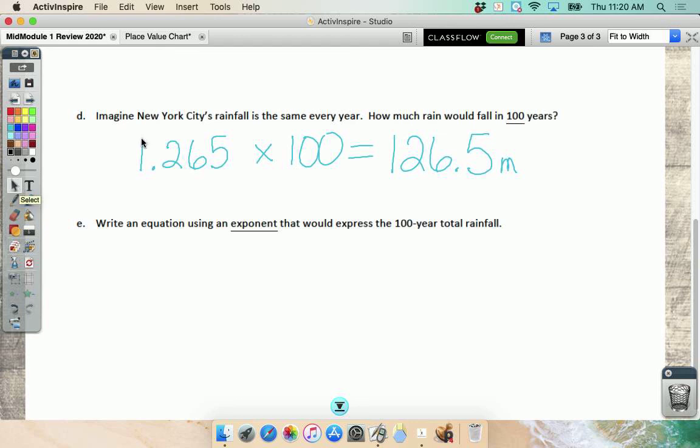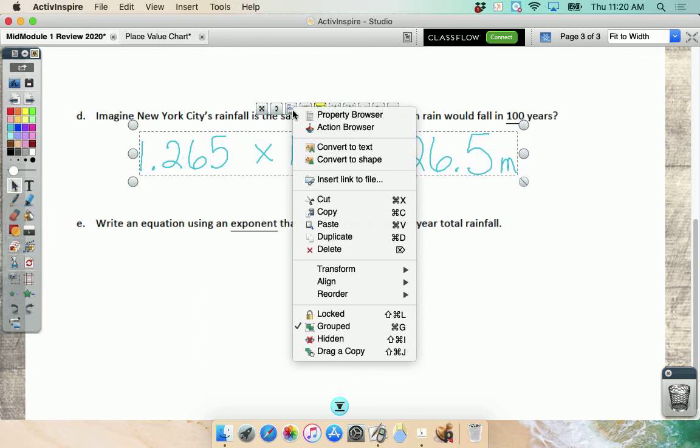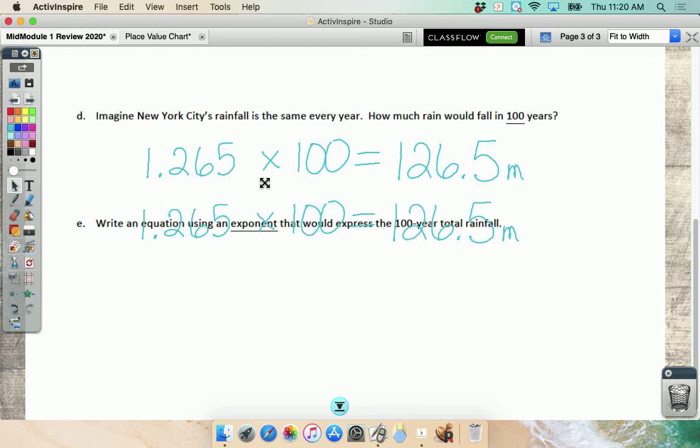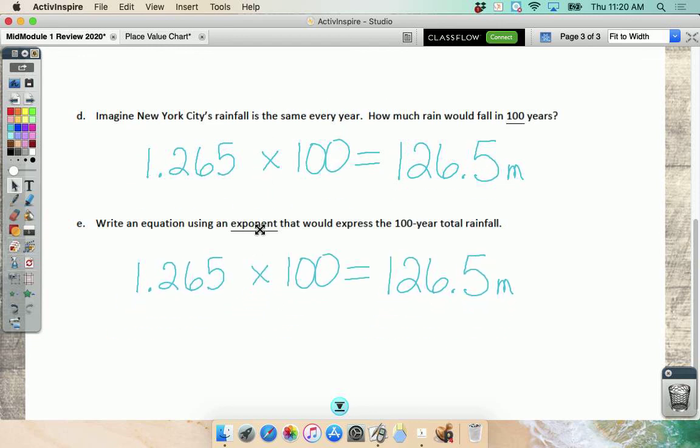Now let's see if this actually works. Copy, paste. It says, write the equation using an exponent that would express the 100-year total rainfall.